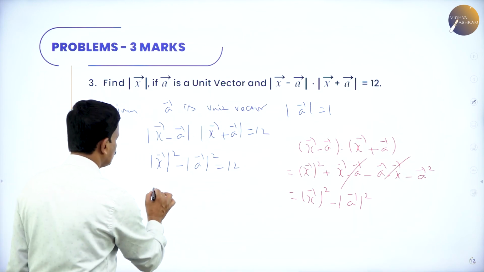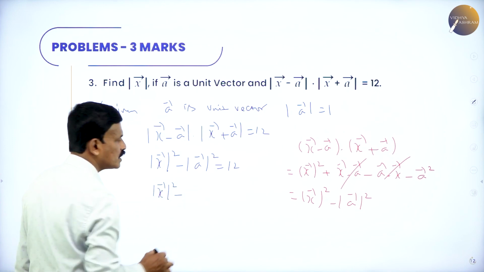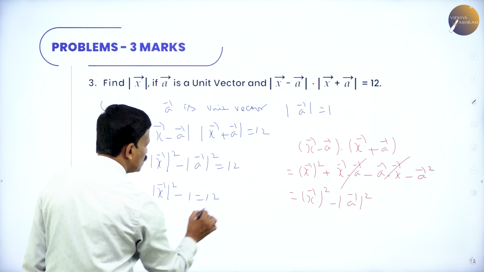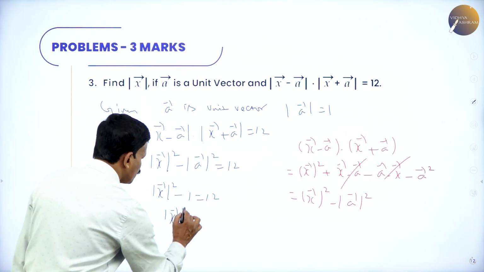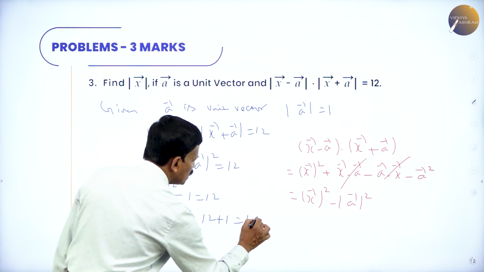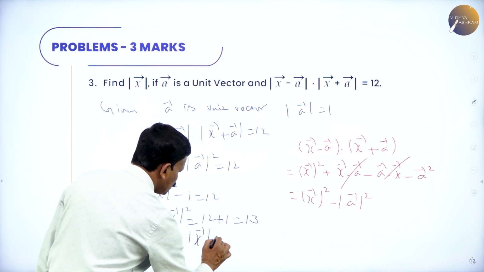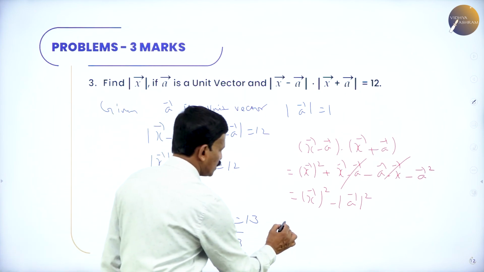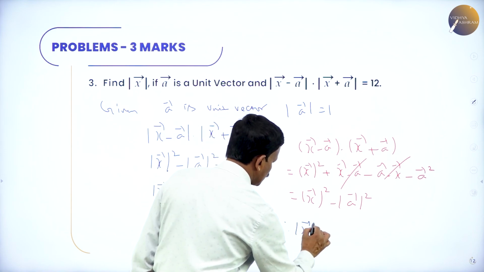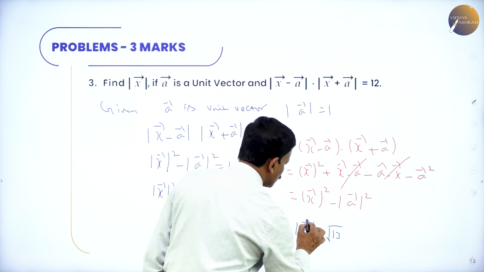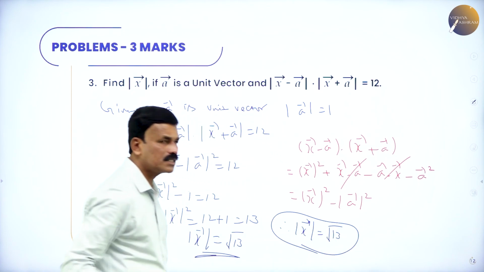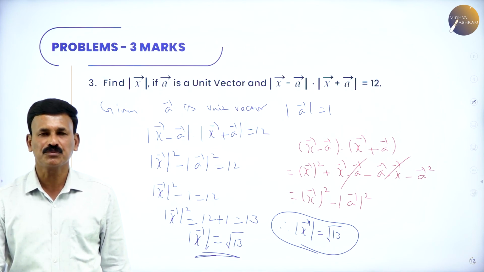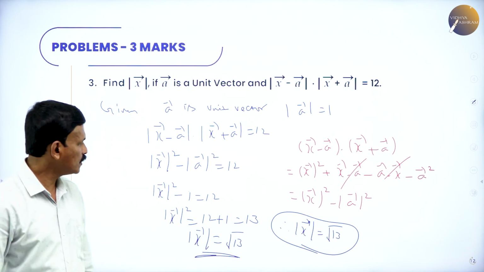This can be written as length of x square minus, since a is given to be a unit vector, the magnitude is 1, 1 square is 1, is equal to 12, or length of x square is equal to 12 plus 1 is 13. So therefore the magnitude of vector x is equal to root 13. So the required answer is length of vector x is equal to root 13. That's it. Usually you will get this type of problem in exams. This is a very important problem. Hope you followed this.